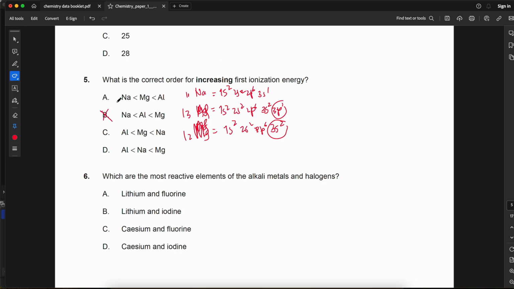Which are the most reactive elements of the alkali metals and halogens? Okay, so we have Li and caesium. As you go down the group, their reactivity increases, so caesium is more reactive compared to lithium. And fluorine and iodine. Fluorine is the most electronegative non-metal. It's the most reactive non-metal. So caesium and fluorine will be the correct pair as the most reactive alkali metal and halogen between these 4 options. Okay.